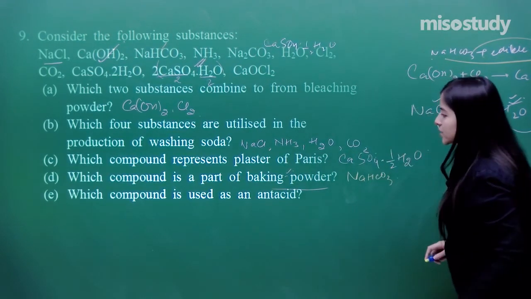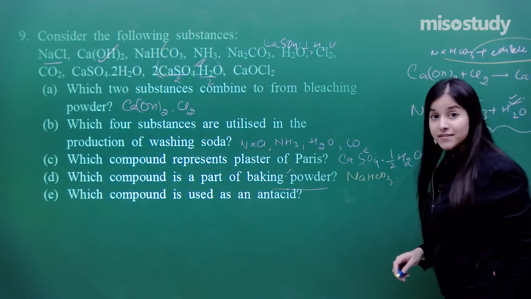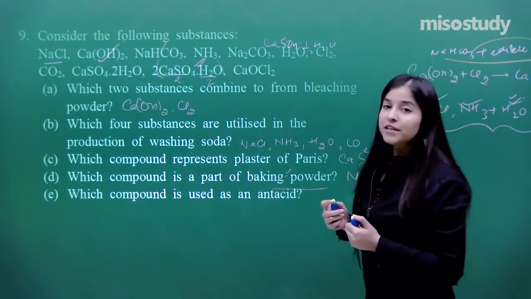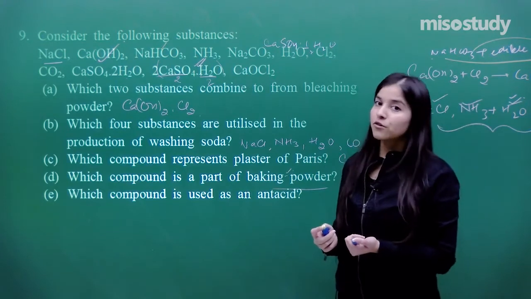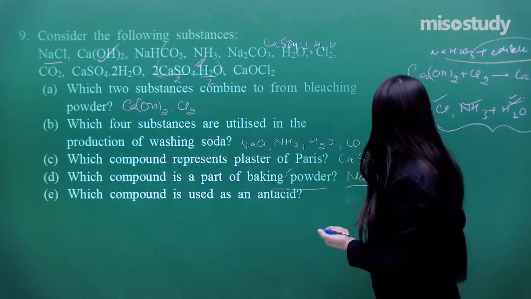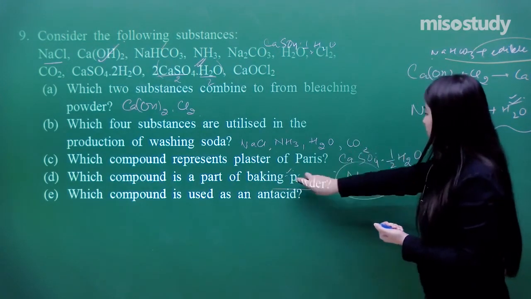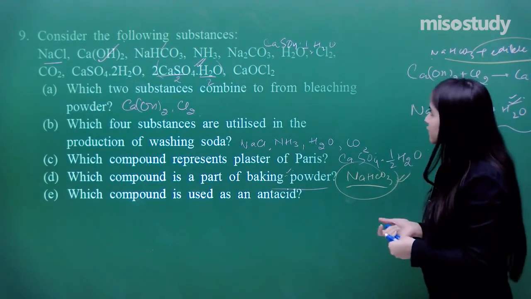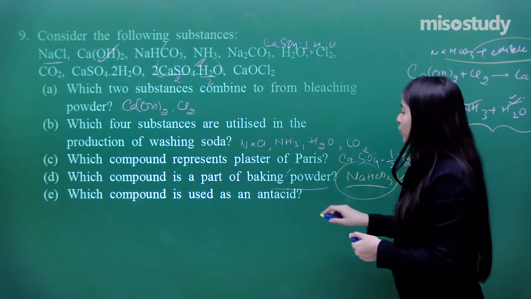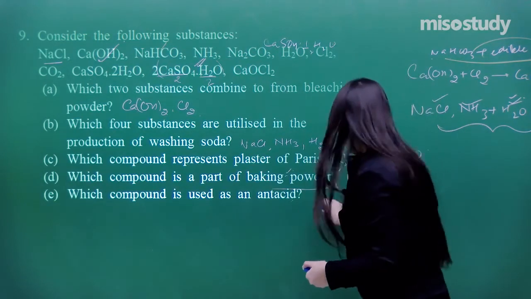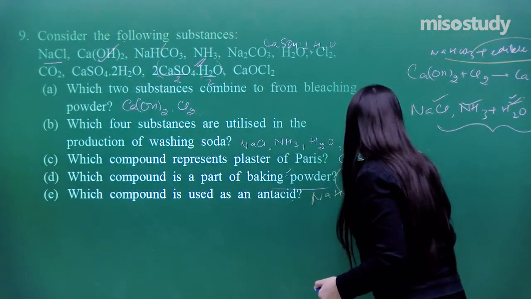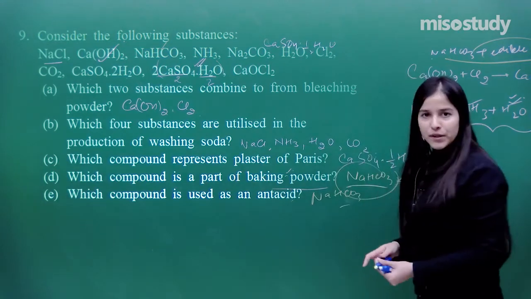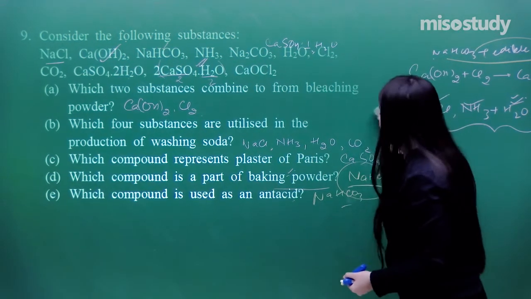Got it? Which compound is used as an antacid? Again, baking soda. Yes, baking soda, or yeah, baking powder. So baking powder is actually used for cooking purposes, whereas baking soda, NaHCO3 only, is used for the antacid purpose, and yeah, that is NaHCO3. Cool? Okay. So that completes my question number 9 as well.